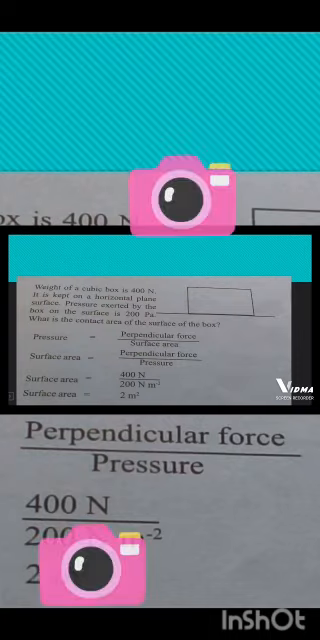You have a question? Okay, let's simplify it. Weight of a cubic box is 400 Newton. It is kept on a horizontal plane. Pressure exerted by the box on the surface is 200 Pascal. What is the contact area of the box? So let's simplify: 400 Newton upon 200 Pascal, and we get the answer as 2 square meter. It is the surface area.